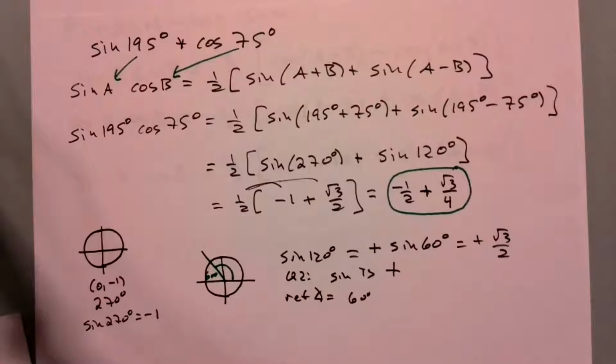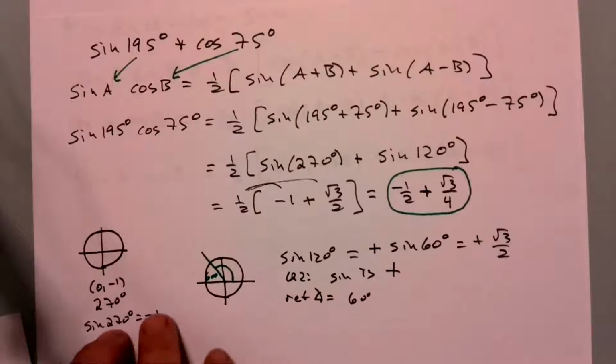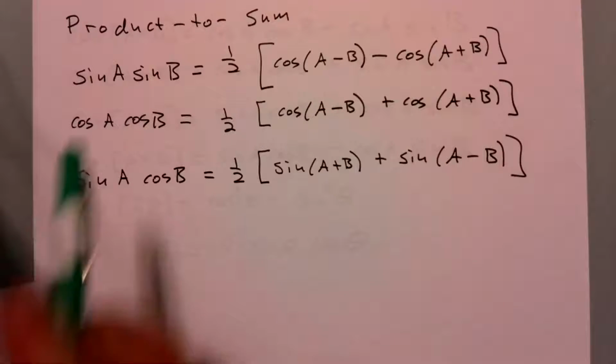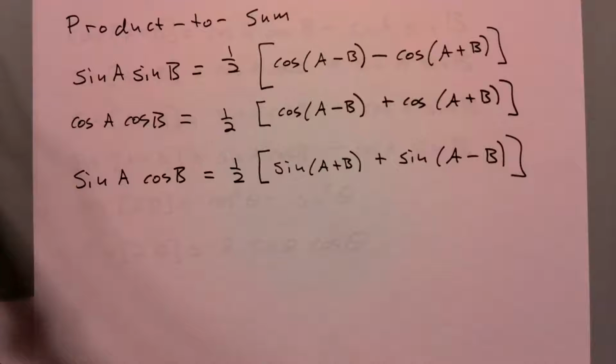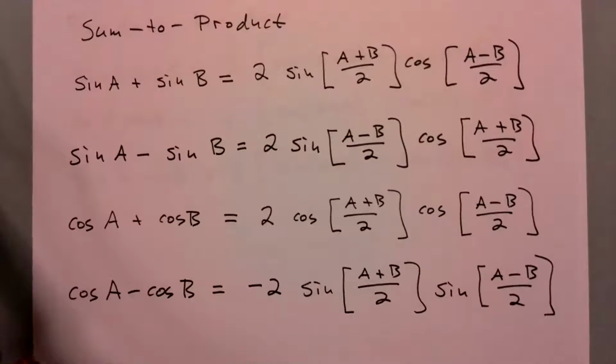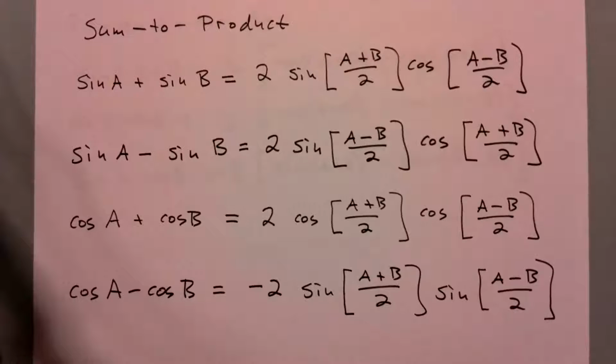So we had 3 product to sum identities, and we proved the first one. Again, here they are. And these are relatively easy to use as long as you define A and B properly. But when this gets difficult is when we jump to the sum to product identities. So here we go. We have 4 identities here that are sum to product.